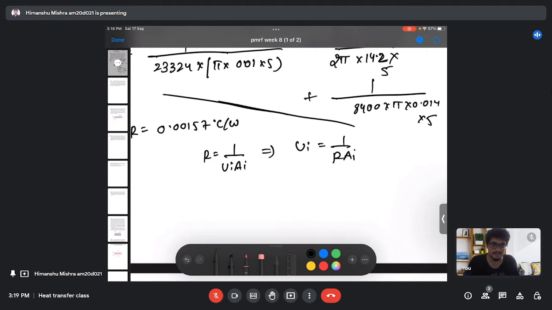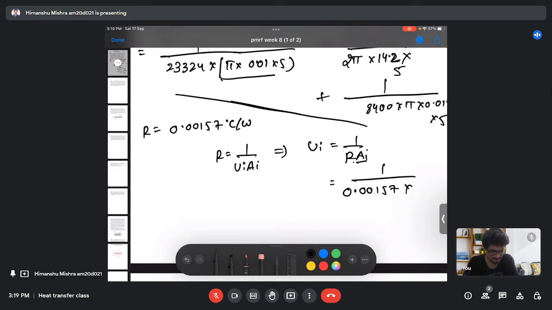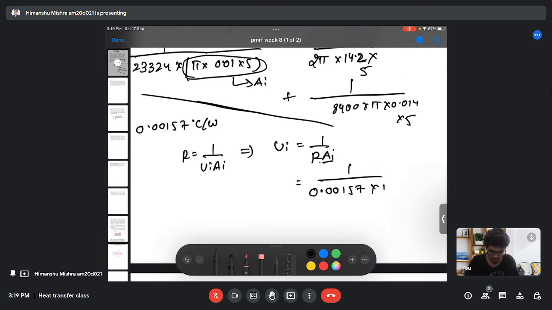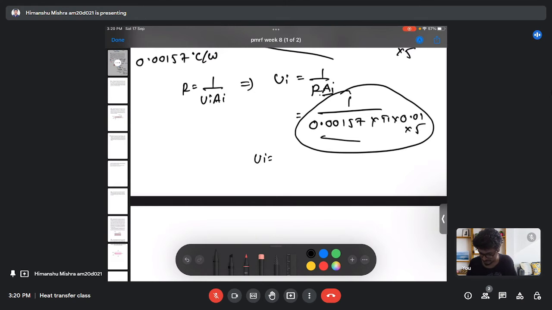1 by total resistance and the internal area. And I have already used this internal area here. So this is my internal area. So now on calculating this quantity, we will get the overall heat transfer coefficient as 4055 watt per meter square degree Celsius.